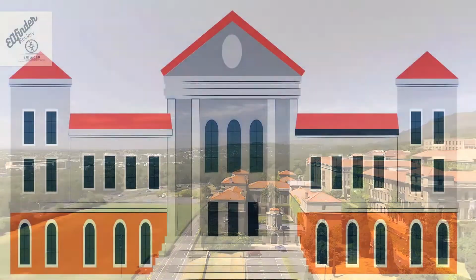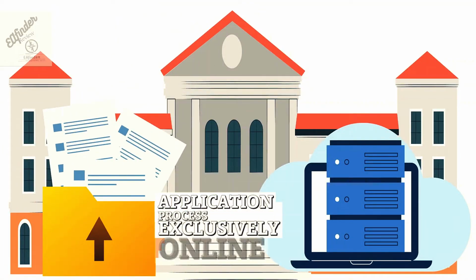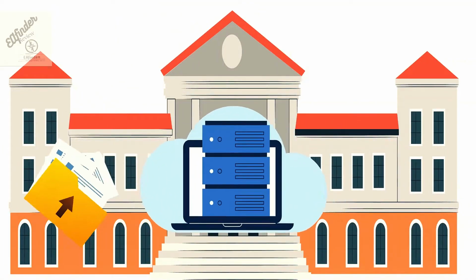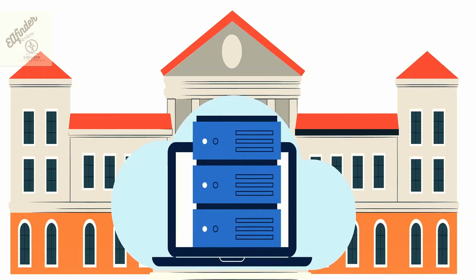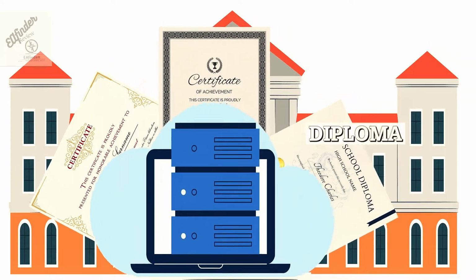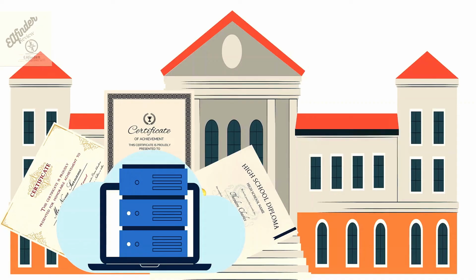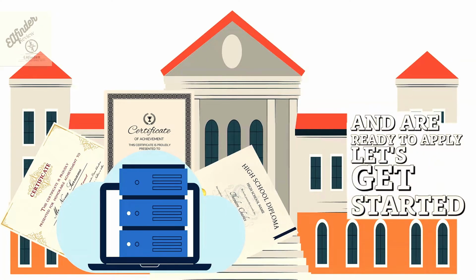The management of UCT has embraced technology to make the application process exclusively online. This means no more dealing with paper-based applications unless absolutely necessary. High school leavers and those looking to further their studies, whether part-time or full-time, can apply online easily. This application is open to all prospective undergraduate, postgraduate, diploma, and certificate students. If you meet the eligibility criteria and are ready to apply, let's get started.